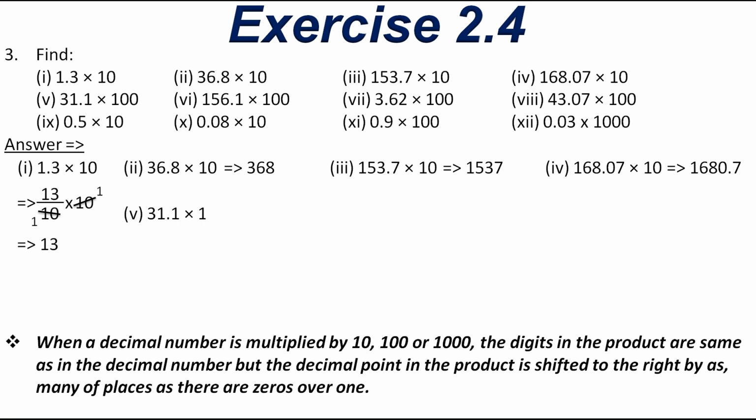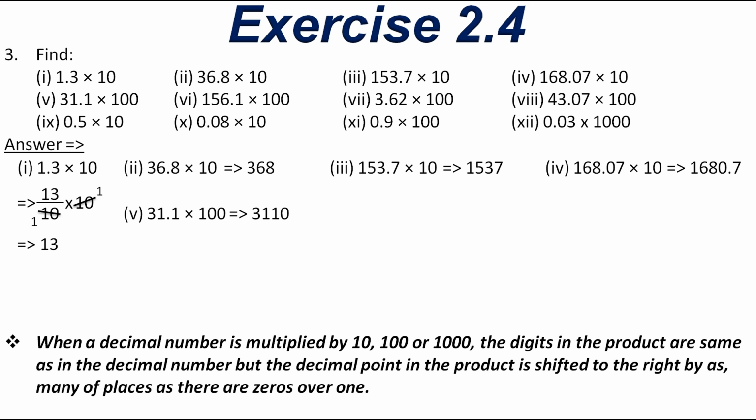Now next one we have 31.1 and it got multiplied with 100. Now here as two zeros are there, we have to shift this decimal point 2 digits towards right. And here we have only one digit. Then what we have to do? We have to think that there is a 0 after this one. Okay. So the number will become 3110. Okay. So this decimal point got shifted towards right side by 2 digits.